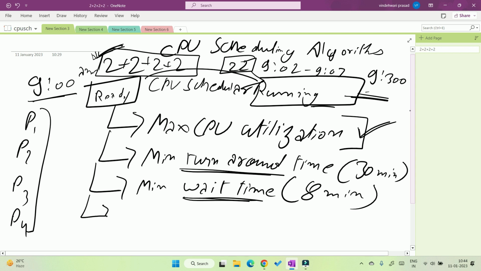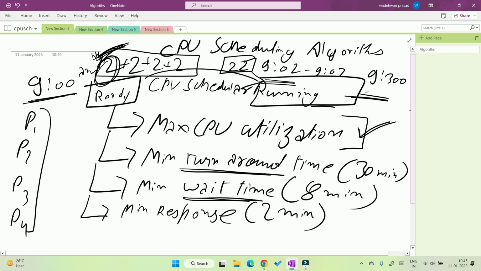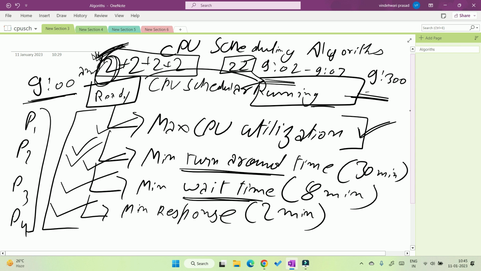Next is minimum response time. Response time is the time in which the process first gets the CPU. It entered at 9 and got its first chance at 9:02. So how long after arrival did it get its first chance? Within 2 minutes, so 2 minutes is the response time. We have to schedule processes so that these conditions are fulfilled: maximum CPU utilization, minimum turnaround time, minimum wait time, and minimum response time.